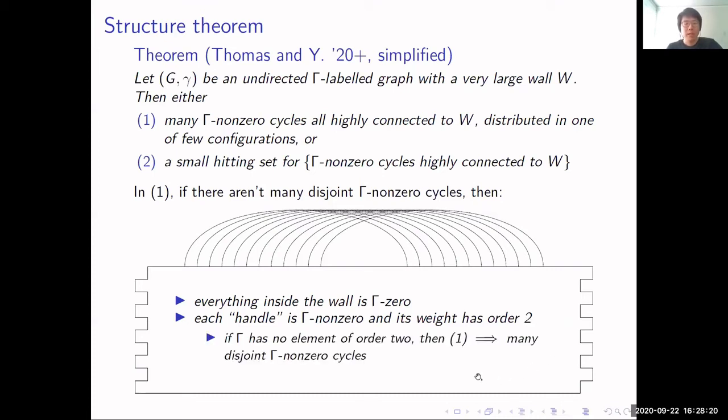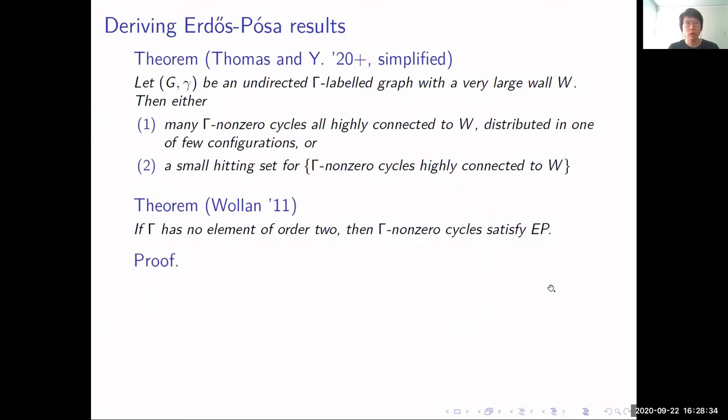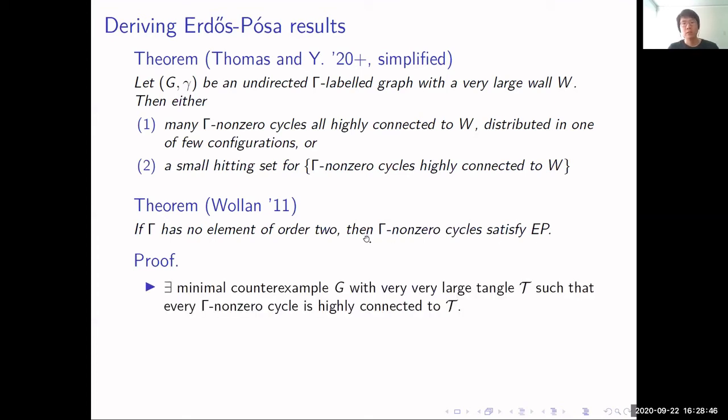Okay, so an immediate consequence of this is that if the group has no element of order 2, then in the first outcome, we always have many disjoint non-zero cycles. And this immediately gives us this theorem of Wollan that I mentioned previously. So the theorem is that if gamma has no element of order 2, then gamma non-zero cycles satisfy the Erdős-Pósa property. The proof is, suppose it doesn't satisfy the Erdős-Pósa property. We take a minimal counterexample. And it has a tangle of arbitrarily large order. So we take a very, very large tangle.